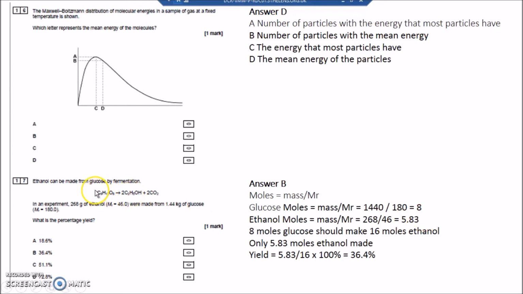Now, if I look in the equation, 1 mole of glucose should make 2 moles of ethanol. So if I've started off with 8 moles of glucose, 1 mole makes 2, 8 moles should make 16. I should be making 16 moles of ethanol, but I've only made 5.83 moles of ethanol out of the 16 that I theoretically could have made. So 5.83 is what I did make, moles. 16 moles is what I theoretically could have made. And so I'll divide the smaller by the larger, times by 100, 36.4, and my answer is B.